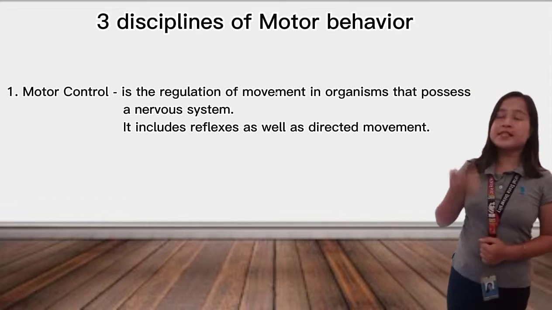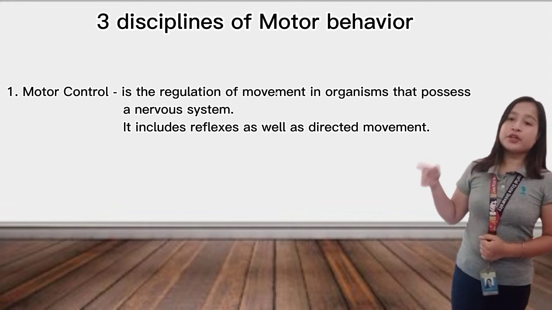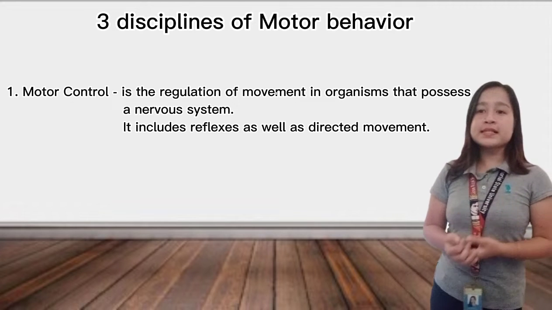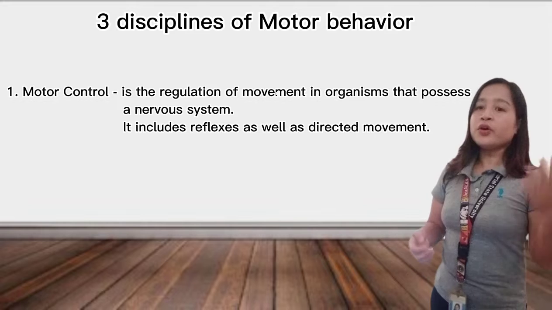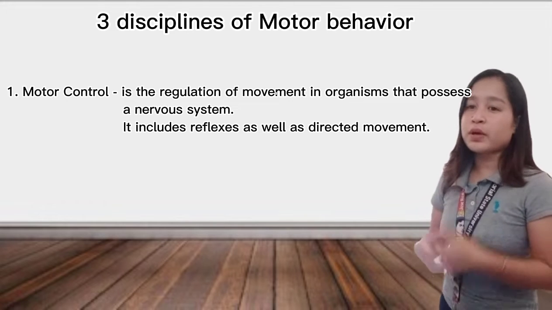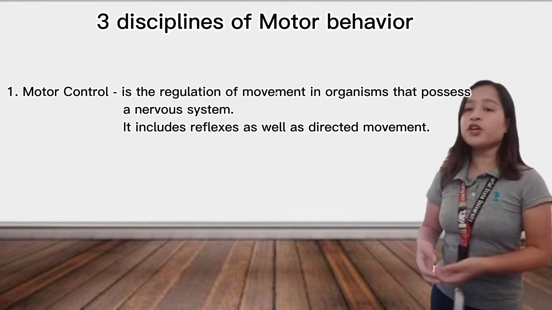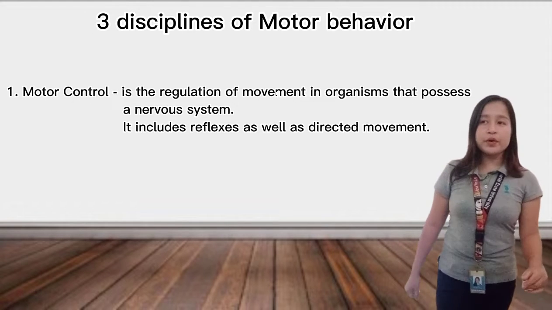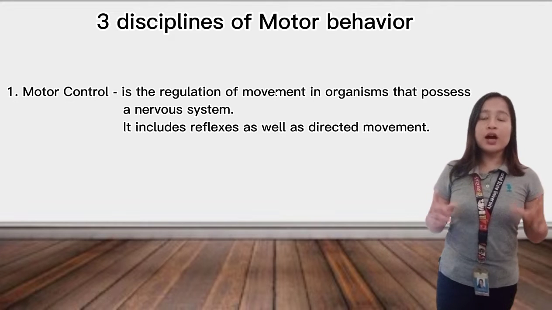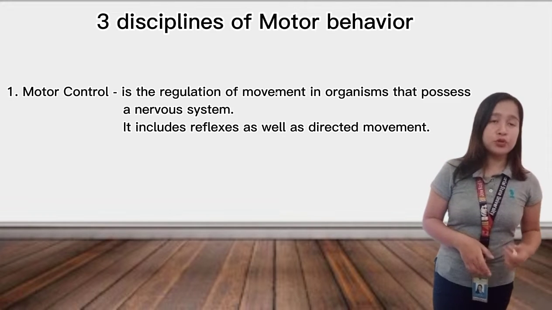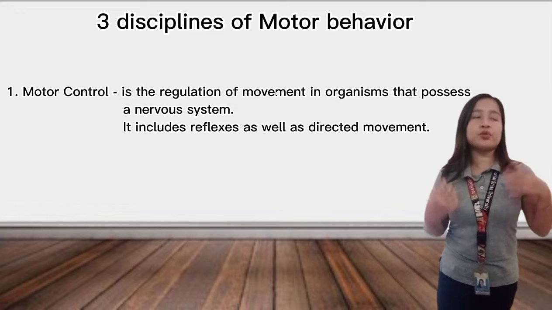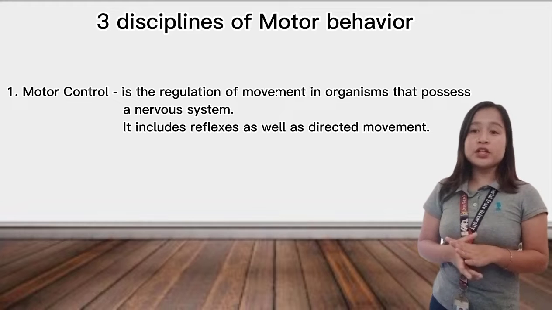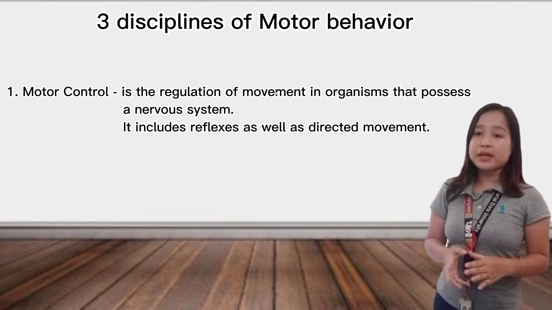Okay, so the first is the motor control. Motor control is the regulation of movement in organisms that possess a nervous system. It includes reflexes as well as directed movement. For example, when you run or jump, you emphasize motor control. You are controlling or balancing your body movement. So motor control is the physiological process whereby motor development occurs.